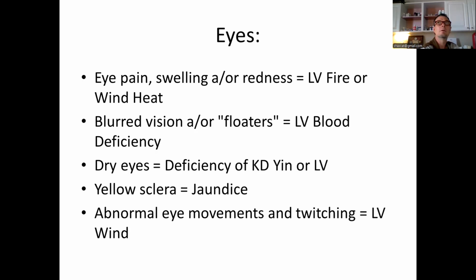Sometimes you can get kidney yin deficiency hormonally, and the eyes can be dried out as well. So that's when I would think of kidney yin. But if there's no etiology and their eyes are just drying out, I would think liver yin. Yellow sclera, jaundice. Enough said with that. Abnormal eye movements and twitching. That's internal wind. Liver's all about being twitchy, controlling those muscles.